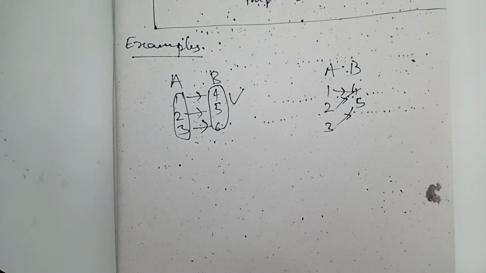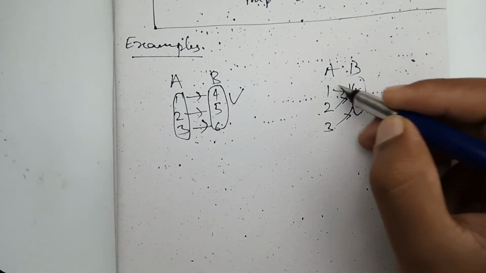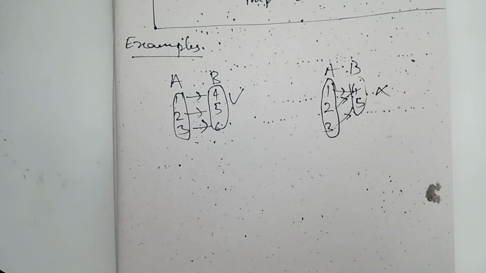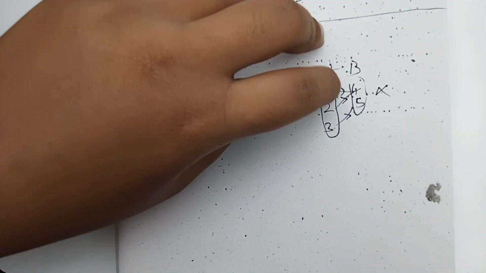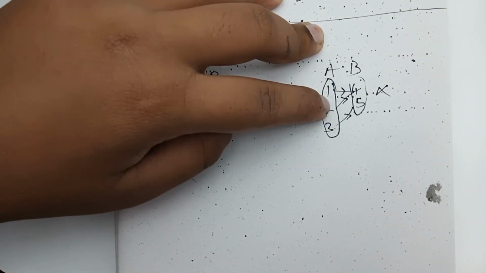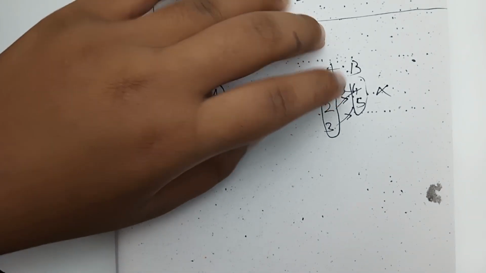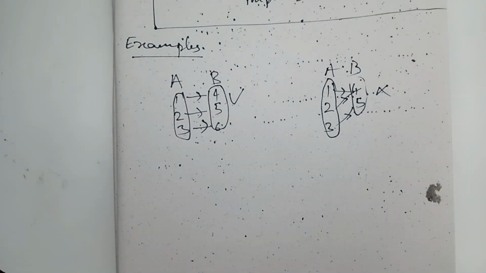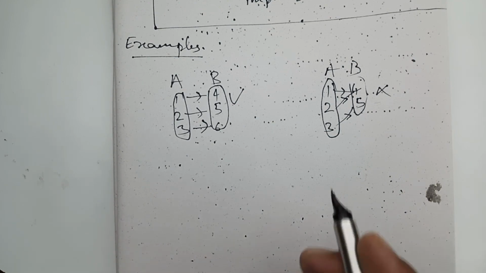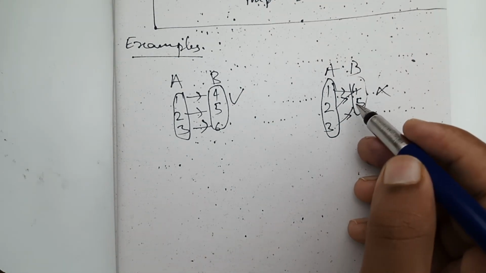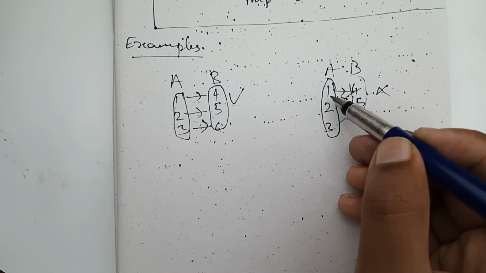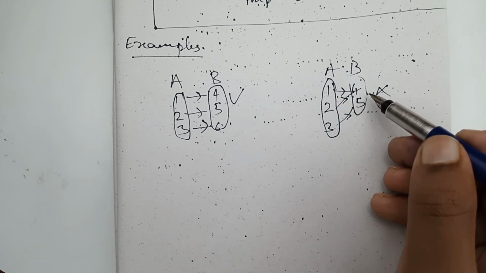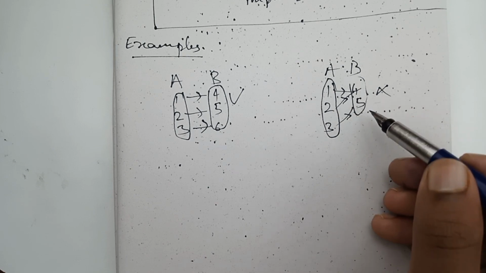1 2 3 4 5 6. This is not a function because here two domain elements have one codomain element as its image, but we should not have it. It can be the opposite. One domain element can have two codomain images.